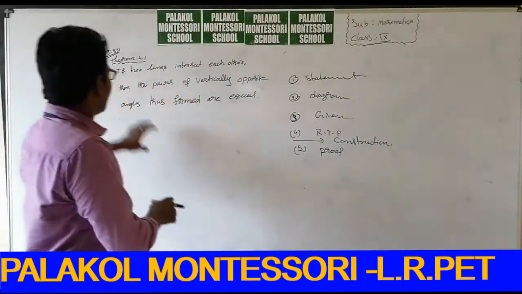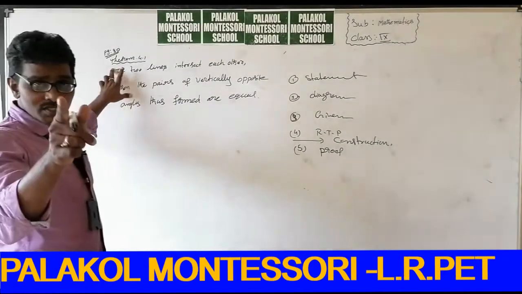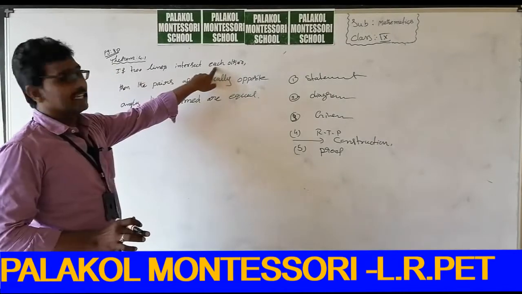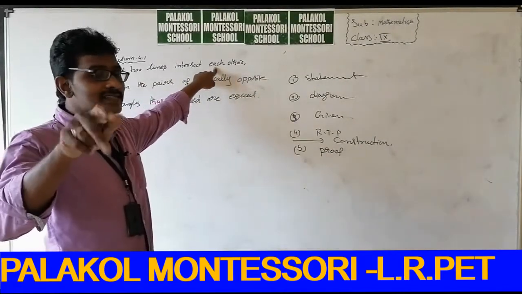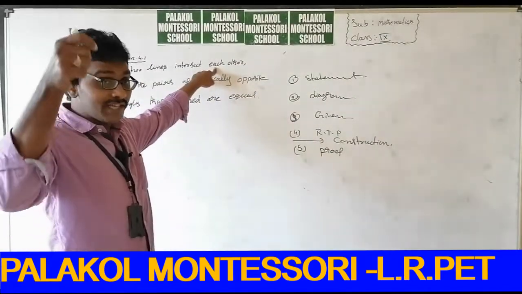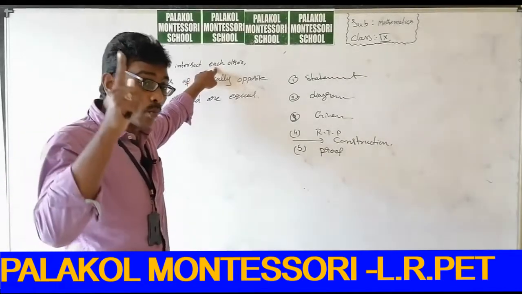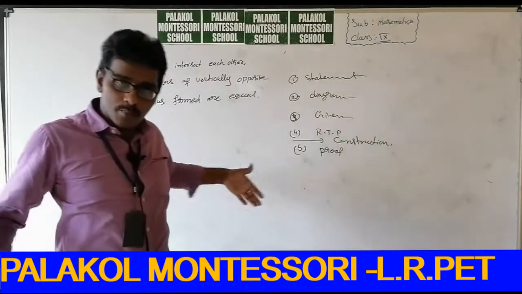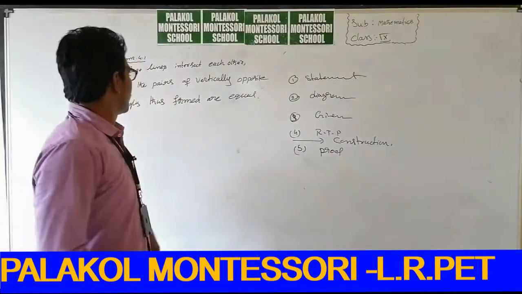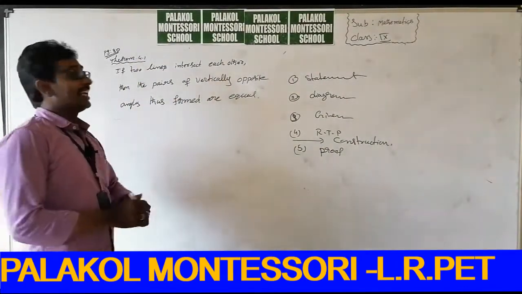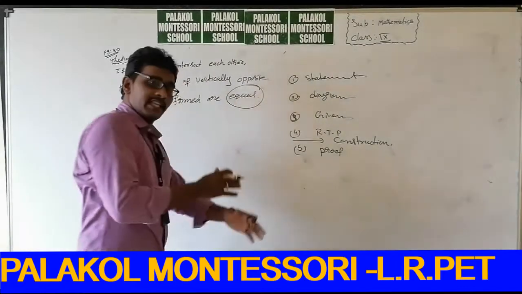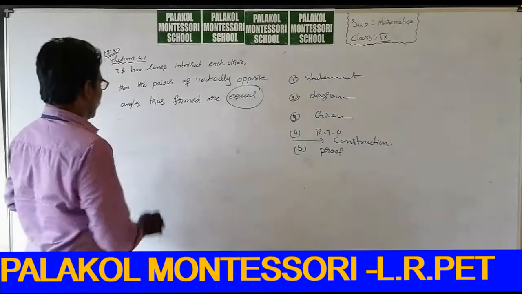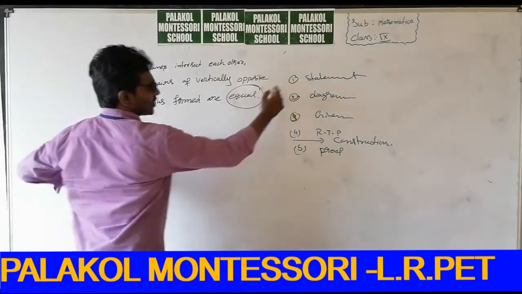The statement is already given. First, read your statement. If two lines intersect each other, what type of lines are they? Intersecting lines. Definitely, intersecting lines intersect at one point. Then the pairs of vertically opposite angles formed are equal. You have to prove that vertically opposite angles are equal. That's the statement.